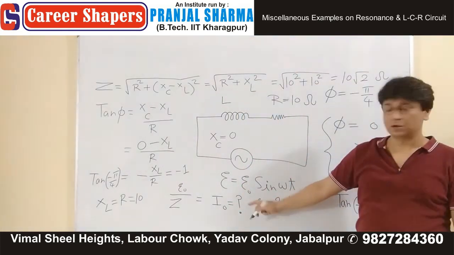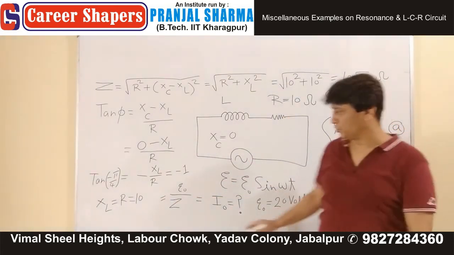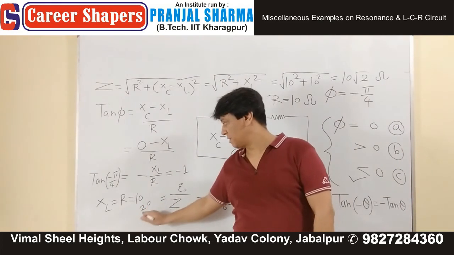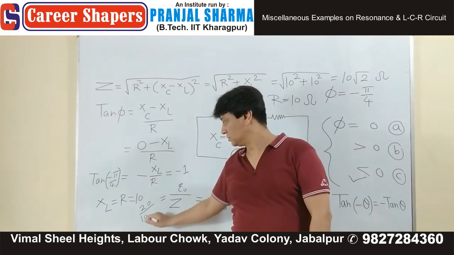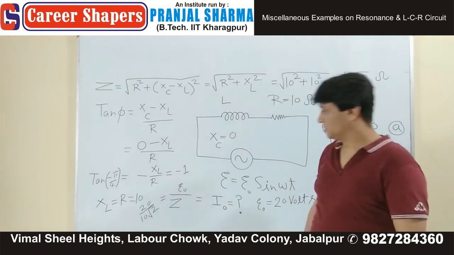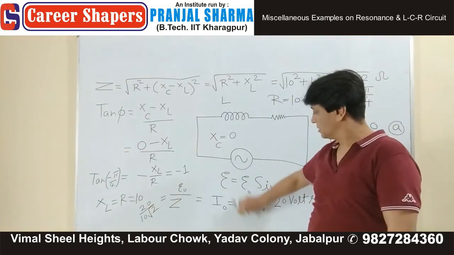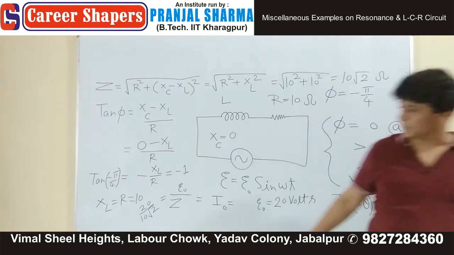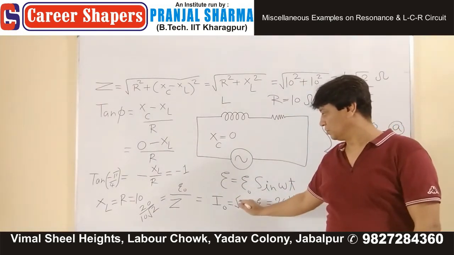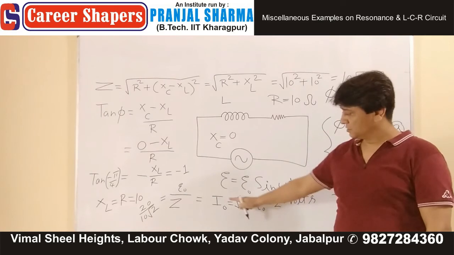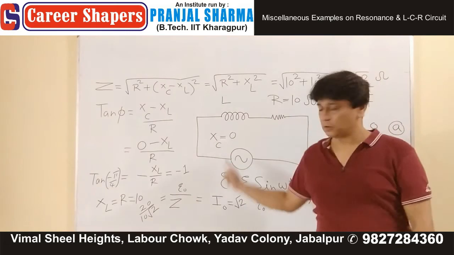We need to find I naught, which is E naught divided by Z. What is E naught? Question has given you E naught as 20, divided by Z, 10 root 2. And therefore your I naught is coming 20 upon 10 root 2, which is root 2 amperes. So this is the value of I naught, and that's how you solve these questions. Note down this much.